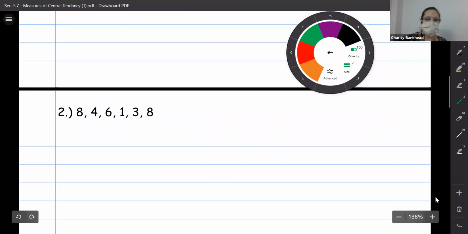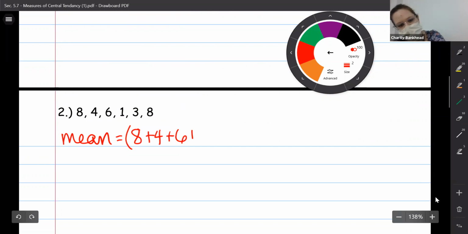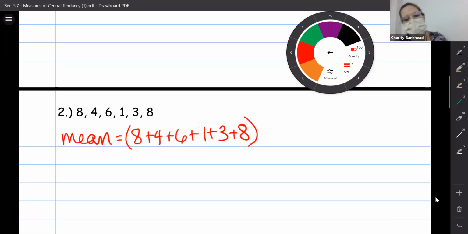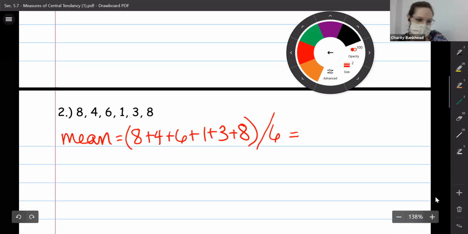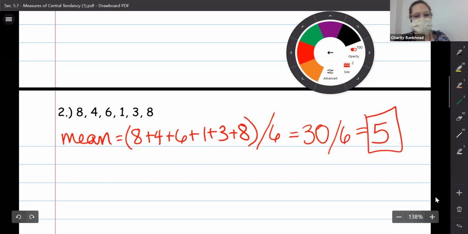All right, number 2, let's do the same thing. So to find the mean, we're going to start by adding them all up. And then we're going to divide that sum by 6 because there's 6 numbers in the list. Okay, so when we add them all up, we would get 30. And 30 divided by 6 is 5. So the mean is 5.